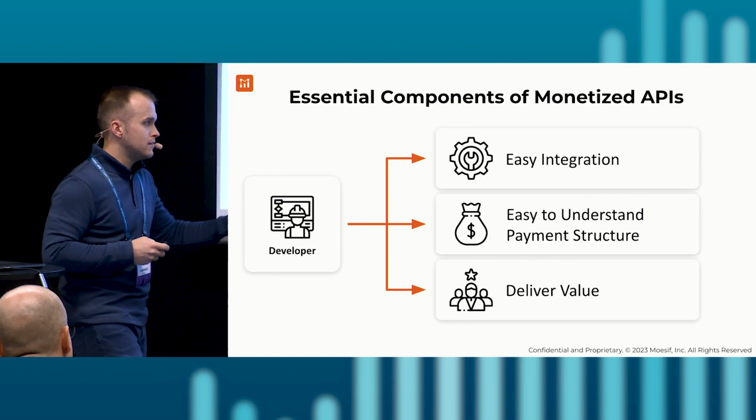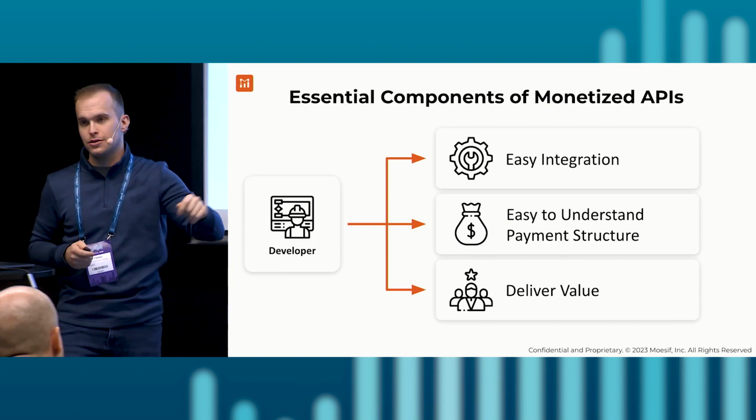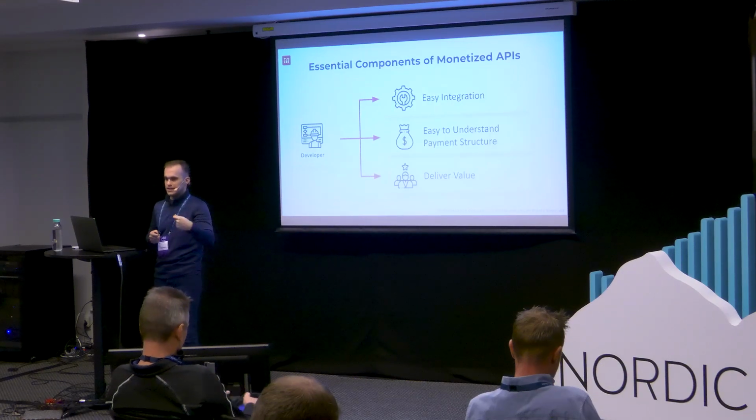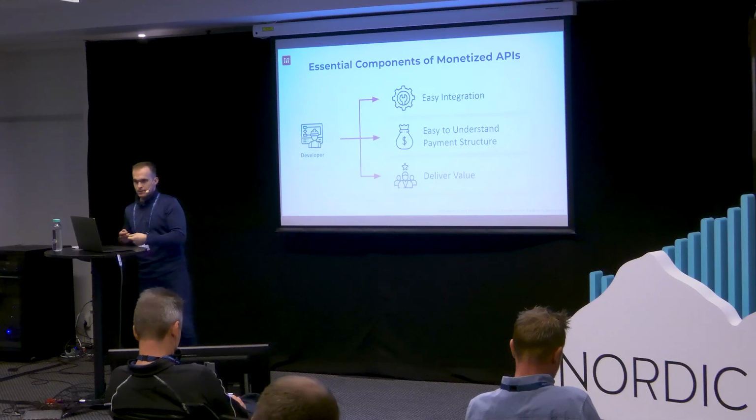And deliver value. Make sure that the API that you're charging for is actually delivering what they expect. You might onboard a ton of people. You have 1 million people come to use your API, you've monetized it, and then all of them leave. Well, why did they leave? Because it wasn't valuable to them. So if you want to retain customers, you also need to deliver value.